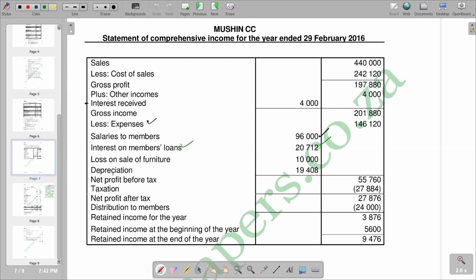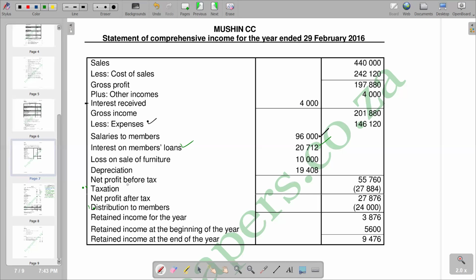We go there. You see that the next item that we are having there is taxation, and distribution to members. These are the two items that we are going to calculate. So we go there and check. For the taxation and distribution to members, we are not going to take the figures as they are, because we need to adjust for opening balances of prepayments and accruals, and then closing balances, and then we can find the actual amount that was paid for taxation, for example.